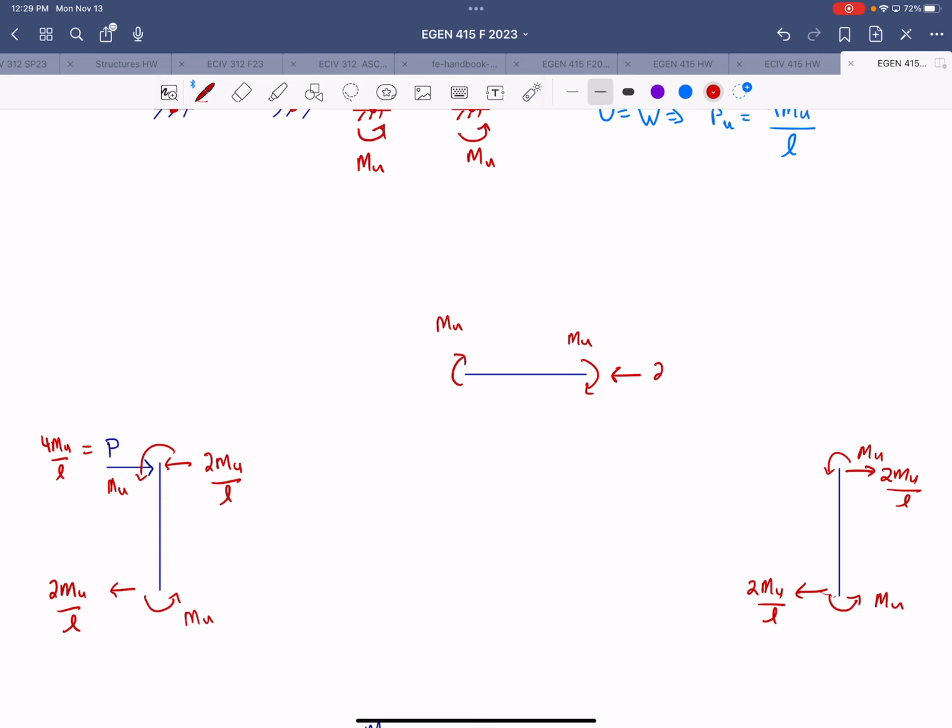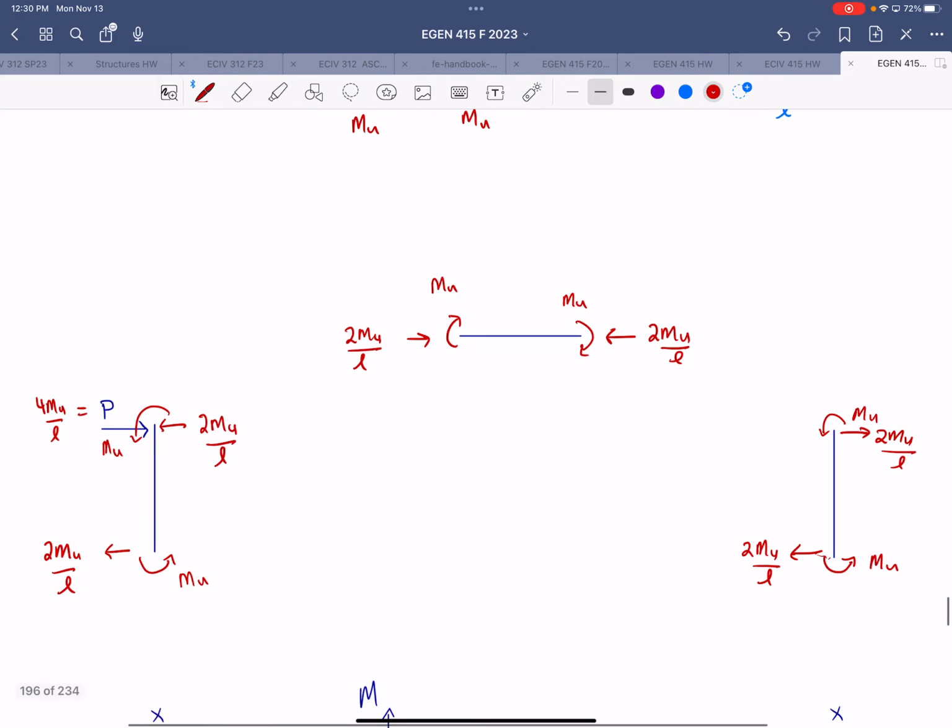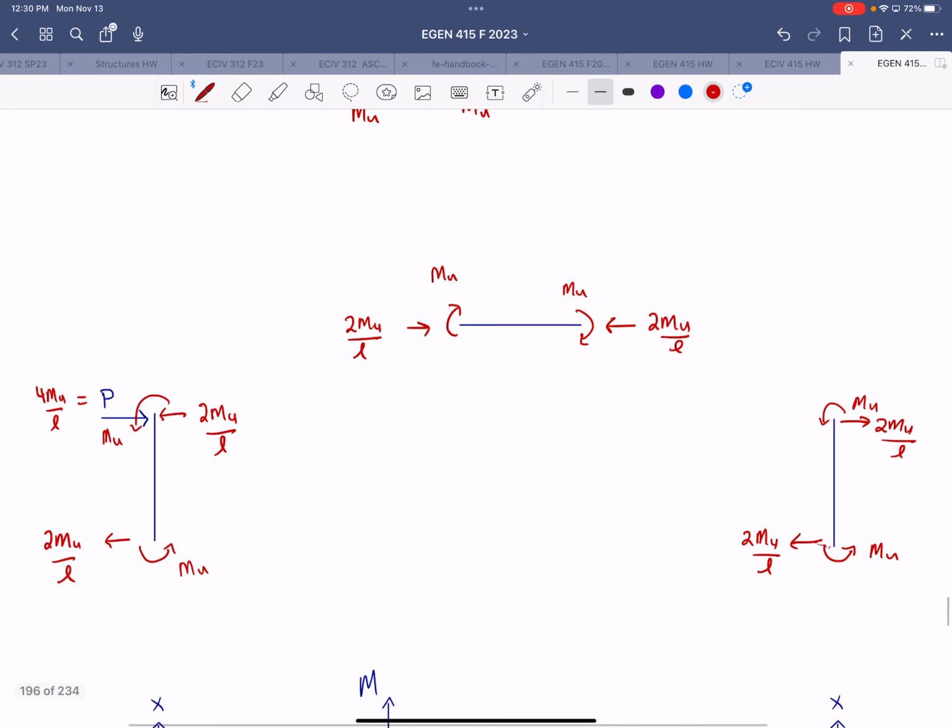Transferring those to the beam, that beam is in compression, which makes sense. And then vertically, we would have vertical reactions also equal to 2 mu over L at the base, equal magnitude and opposite direction to resist overturning.